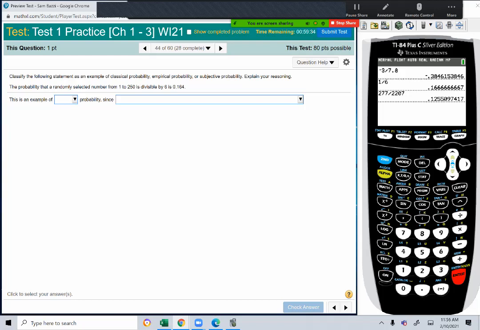Classify the following statement as an example of classical probability, empirical probability, or subjective. Classical, guys, is the number of favorable outcomes divided by the number of possible outcomes. Empirical is just like the previous example, when you have a frequency table and are asked to find a probability. Subjective is based on a guess. The probability that a randomly selected number from 1 to 250 is divisible by 6 is 0.164. This is a classical one, because 250 is the denominator, and you can figure out how many numbers are divisible by 6 and put them in the numerator. So it's classical.